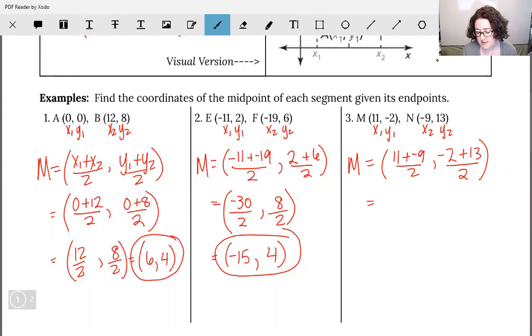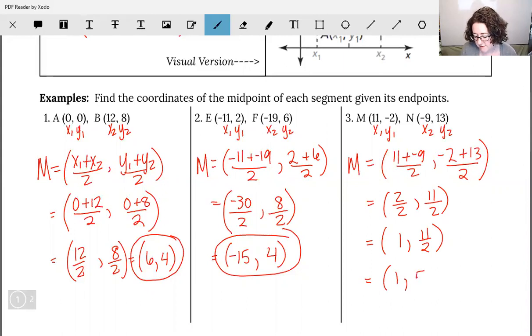Okay, 11 plus negative 9, aka 11 minus 9, we're looking at 2. Negative 2 plus 13 will give us an 11. Then we simplify that out. 2 divided by 2 gives us a 1. 11 divided by 2, I could leave this two ways. So I could leave this as 11 divided by 2. But if I'm graphing this on a set of coordinates, I don't really know where 11 over 2 goes. So I always like to simplify it out to a decimal value. In other words, we're looking at 5.5, and that's a lot easier to estimate on the graph.